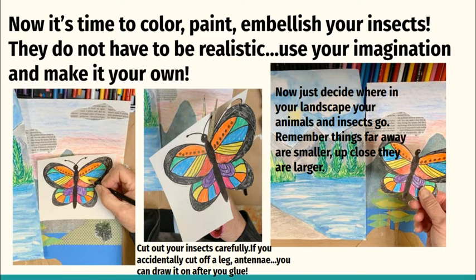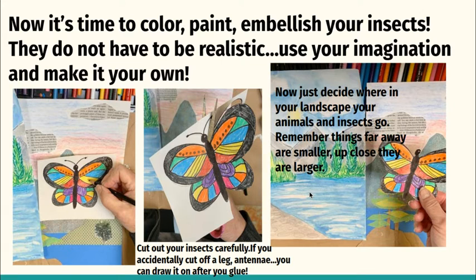This is art. When you're done, make sure you cut out your insects carefully. If you accidentally cut off a leg or an antenna, don't worry. You can draw it on after you glue it on your background picture of your landscape. Now just decide where in your landscape your animals and insects go.